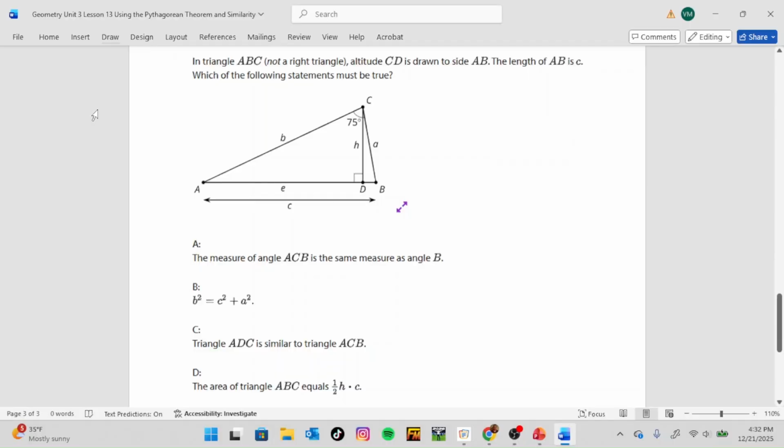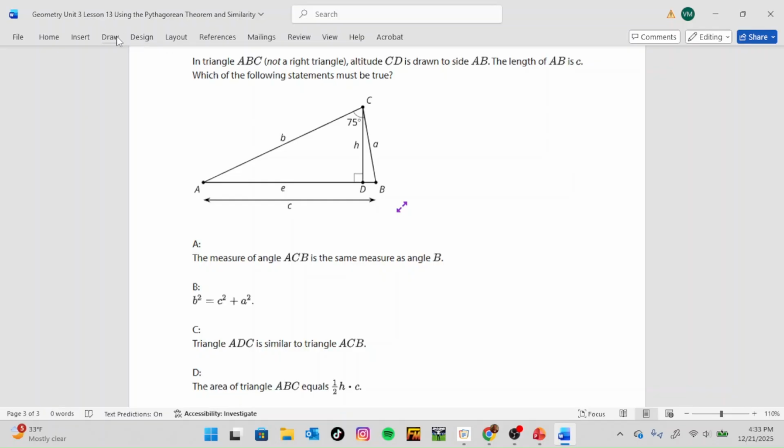Practice problem number 3. In triangle ABC, not a right triangle, altitude CD is drawn to side AB. The length of AB is c. Which of the following statements must be true?